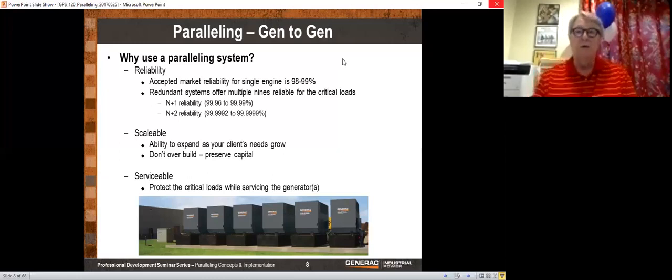Well, the second reason for using parallel generators is scalability. Let's say that you need 500 kilowatts now, but you're growing and you think you're going to add load in the future. And as you grow, you'll need more power. In another 5 years, you're going to need 1 megawatt. You're going to need 1,000 kilowatts. Well, what do you do? You could buy a 500 kilowatt generator now. In 5 years, you could sell that generator and buy a 1 megawatt generator.